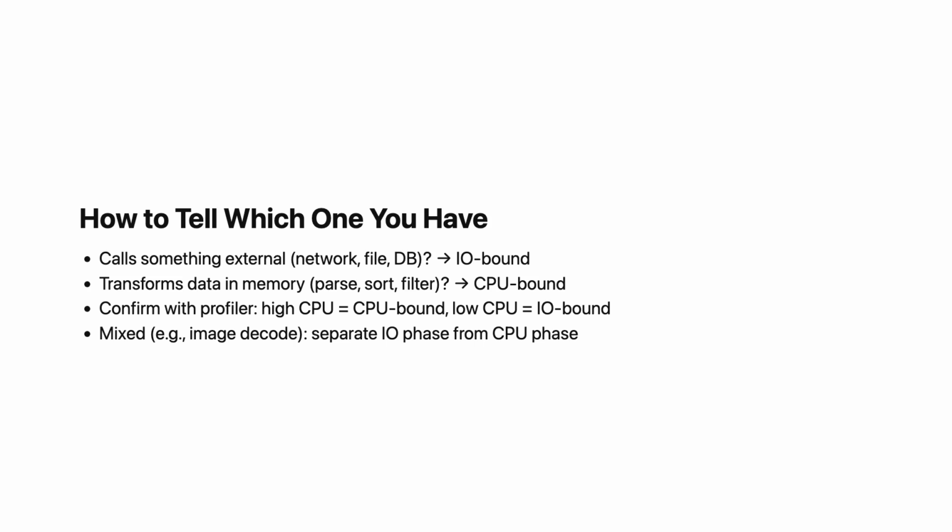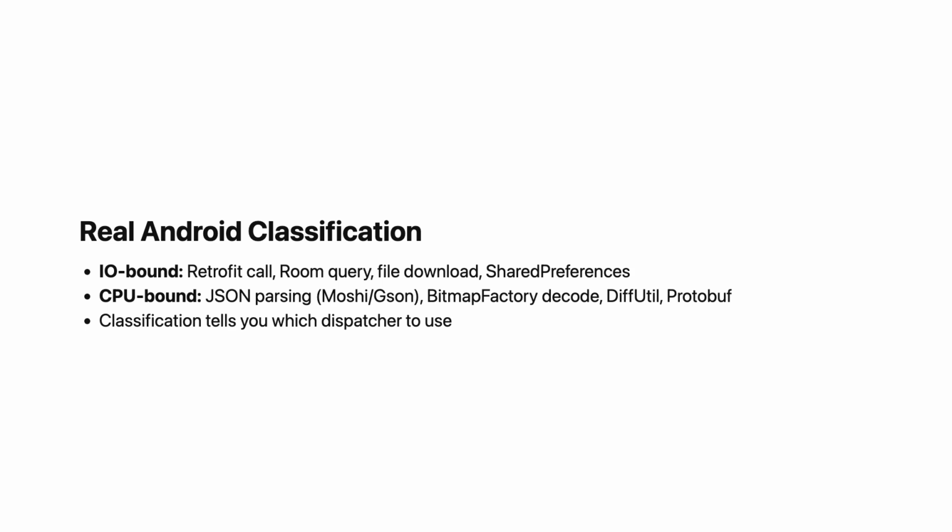Image decoding with BitmapFactory: CPU bound. Decompressing JPEG or PNG is heavy computation. File download: I/O bound, writing bytes to disk. RecyclerView DiffUtil calculation: CPU bound, comparing two lists element by element. Protobuf serialization: CPU bound, encoding structured data into a binary format. SharedPreferences commit: I/O bound, writing to an XML file on disk.